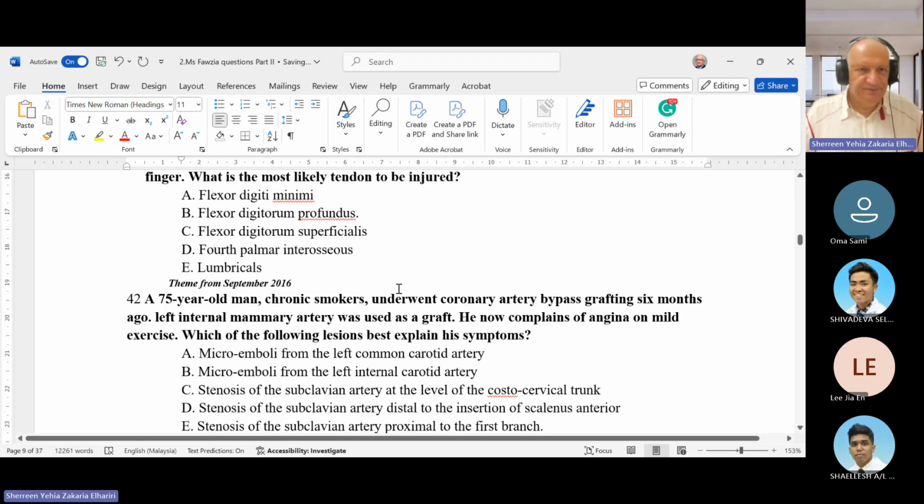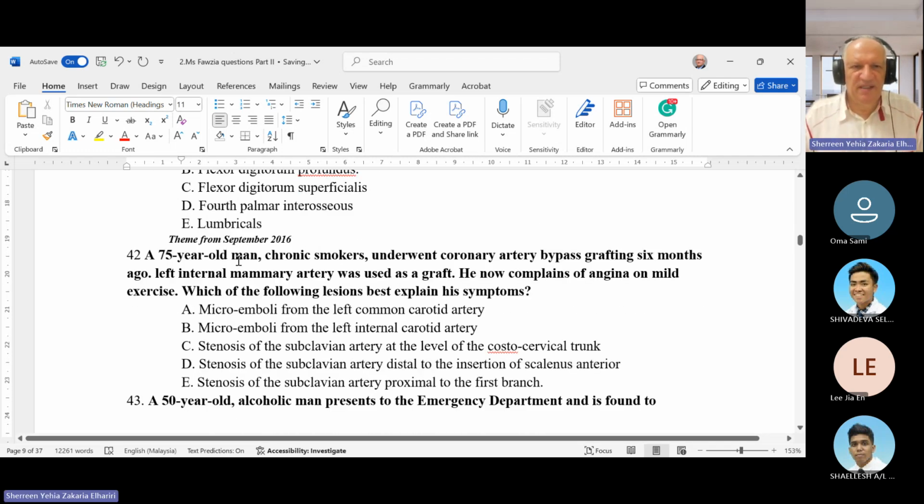Next question. A 75 years old man, chronic smoker. Usually with a chronic smoker, we look for respiratory acidosis and all this. He underwent coronary artery bypass grafting 6 months ago. The left internal mammary artery was used as the graft. Nowadays, we don't use saphenous, we use internal mammary after ligating the intercostal branch. He is now complaining of angina on mild exercise. Which lesion best explains this symptom?